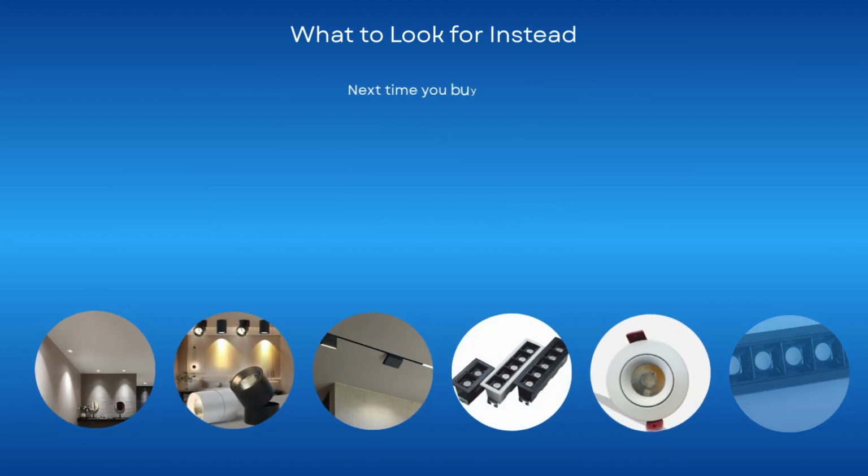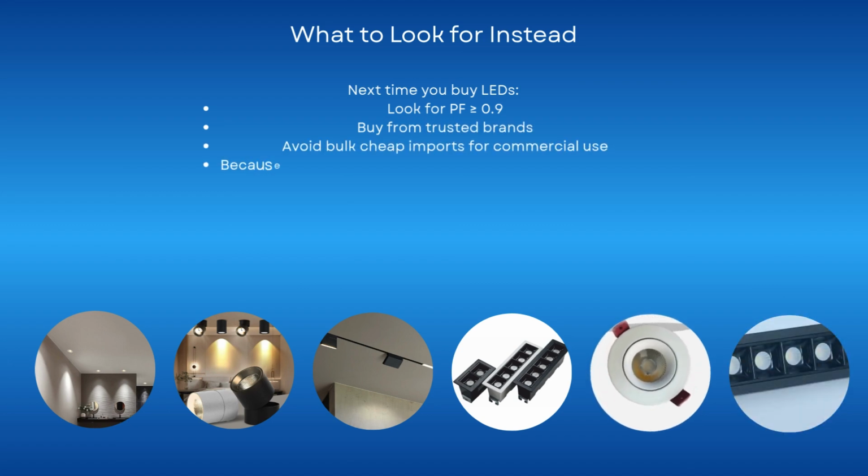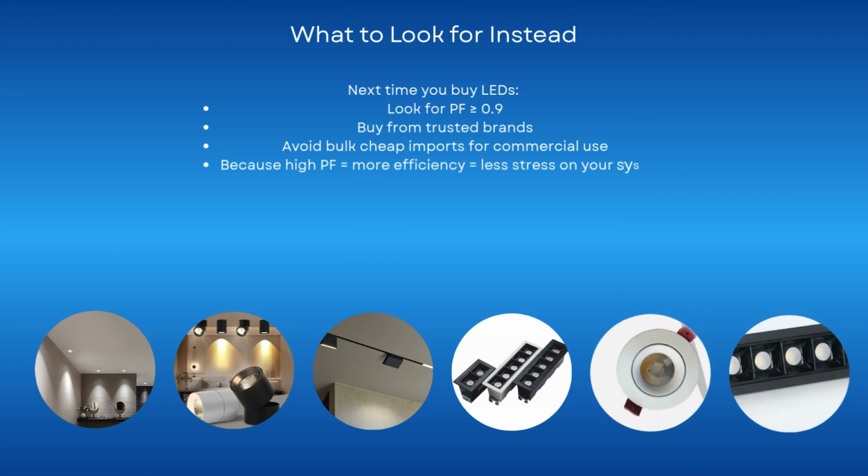Next time you buy LEDs, look for PF greater than or equal to 0.9. Buy from trusted brands. Avoid bulk, cheap imports for commercial use, because high PF equals more efficiency equals less stress on your system.